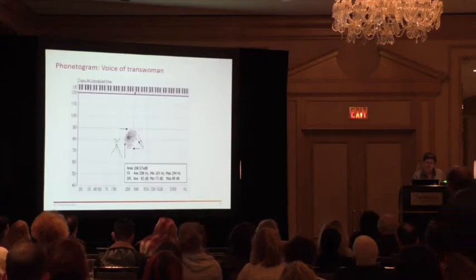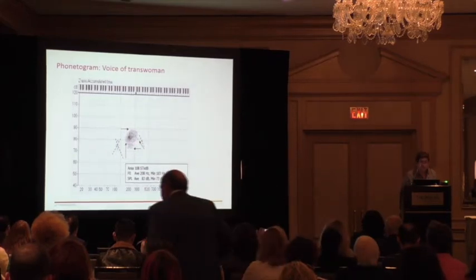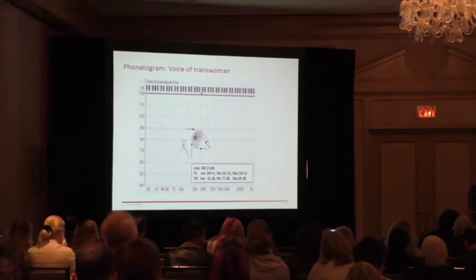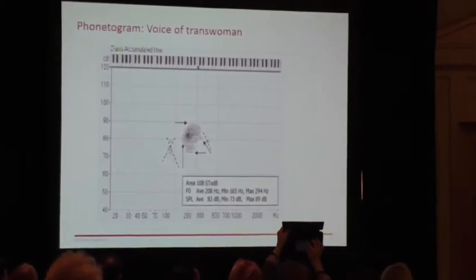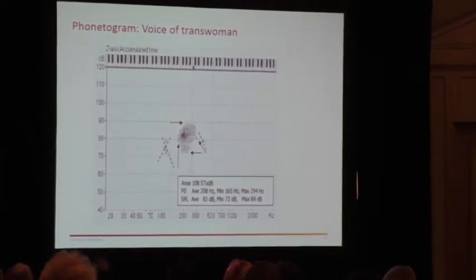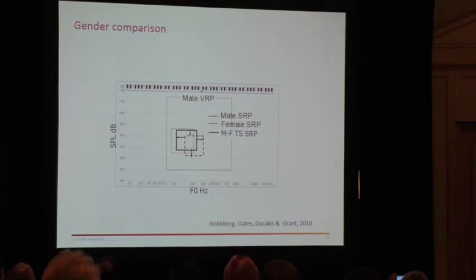Okay, so just a phonetogram of one of our trans women to give you an idea of what that might look like for anyone who hasn't seen a phonetogram. So you have the intensity on the vertical axis and the hertz on the horizontal axis. And here's an example. I'm sorry I don't have a pointer, but you can see the external square is the vocal range profile.